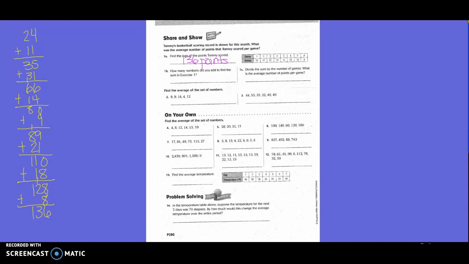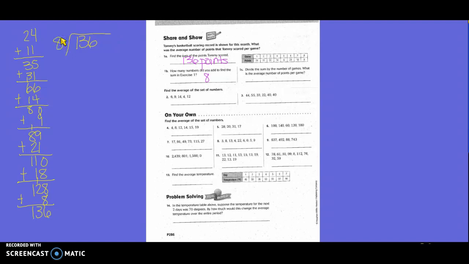How many numbers did you add to find the sum in exercise 1? So how many total games did you play? 8. Then it says divide the sum by the number of games. What is the average number of points per game? So what was our sum? 136. 136 divided by 8.